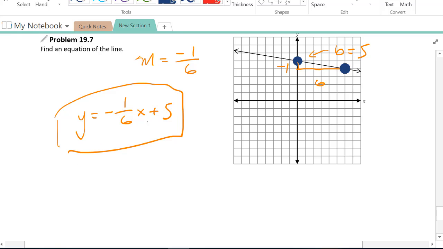There you go. Make sure I have a negative slope, my line is going down. It should always match. Remember we mentioned that? And that's it for GPS 19.